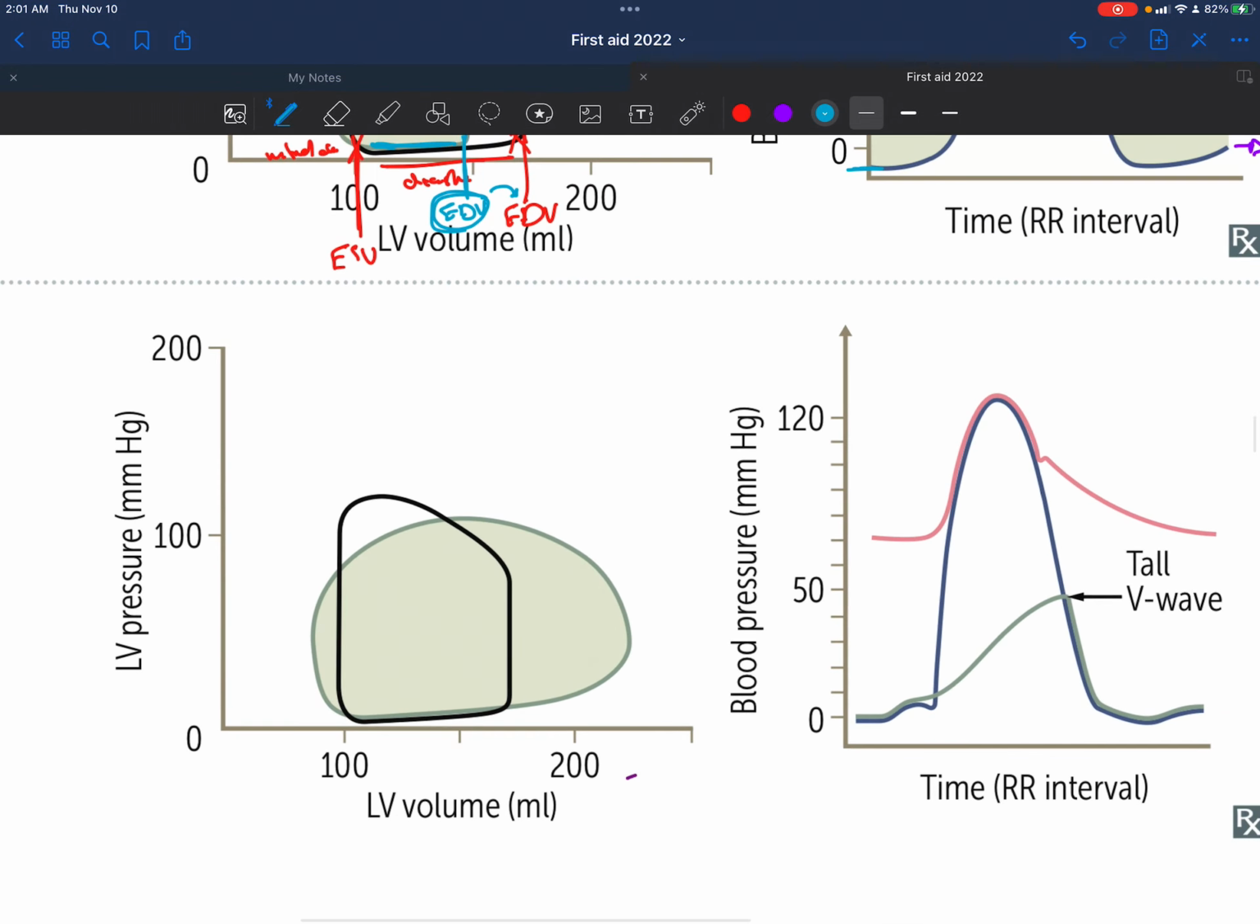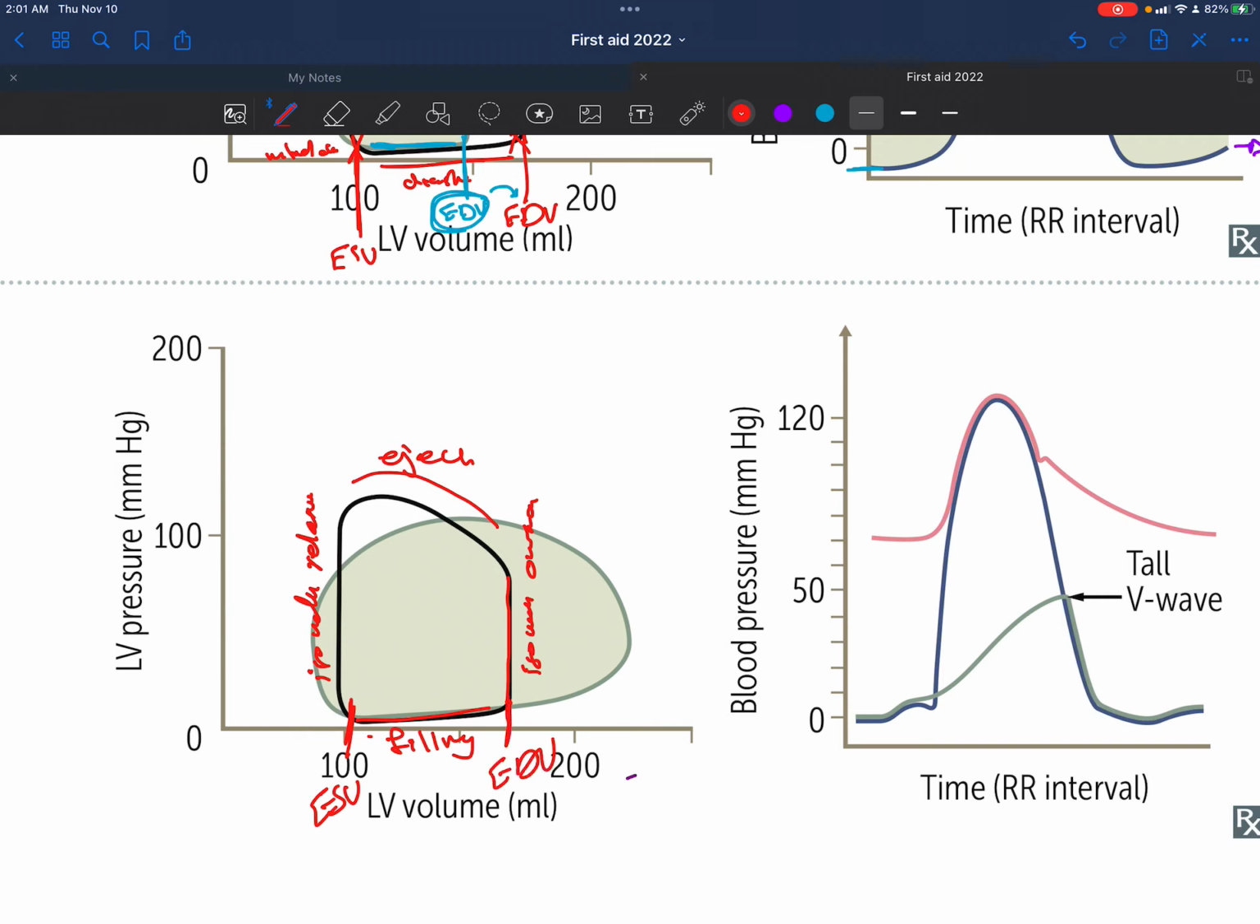So again, we know the normals. The black normal is, this is isovolumetric contraction, and over here isovolumetric relaxation of the left ventricle. And here's the ejection, and here's the filling. That's the black line of the left ventricle. Over here we have the end systolic volume. Over here we have the end diastolic volume.